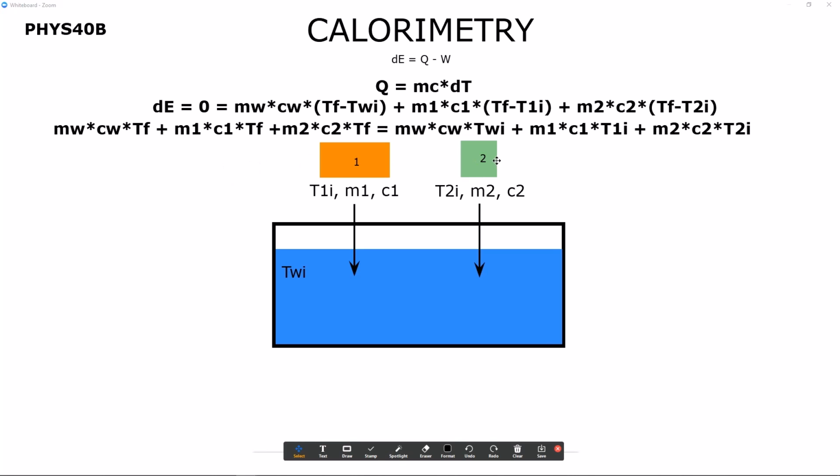Even if you want to go back and solve for a different term, maybe they want you to solve for the initial temperature or the mass of something, that's also common. The practice is pretty much the same. It's just an algebraic rearrangement of the sum of the energy transfers.